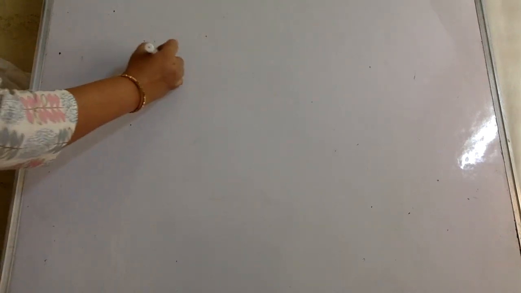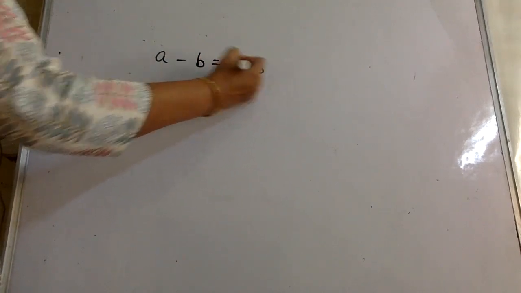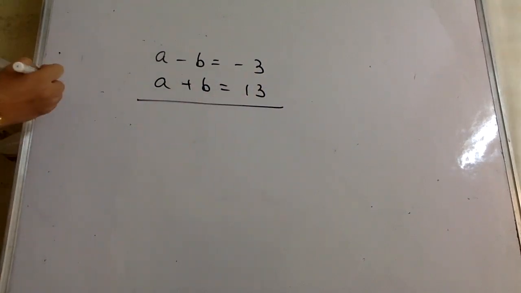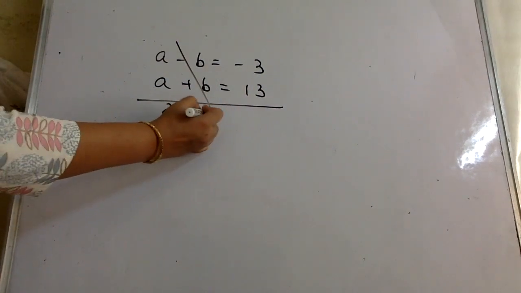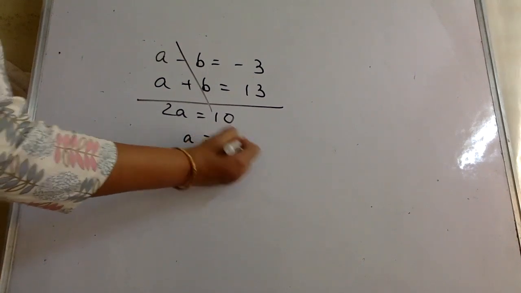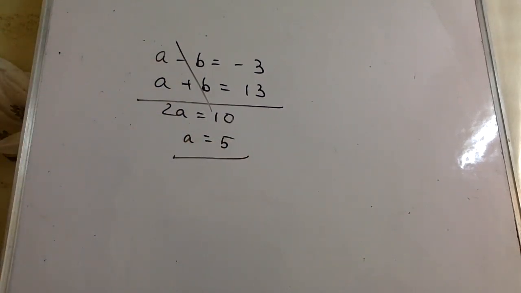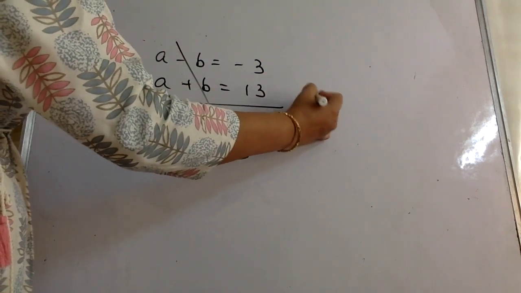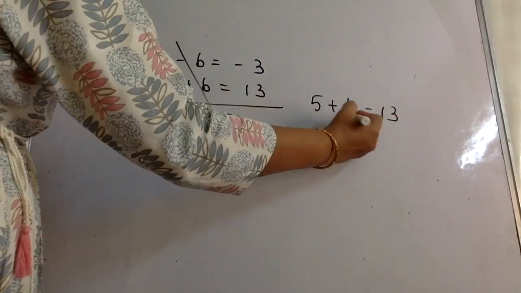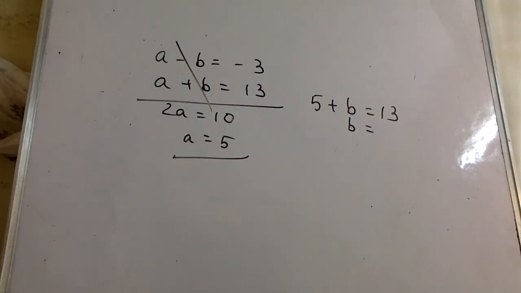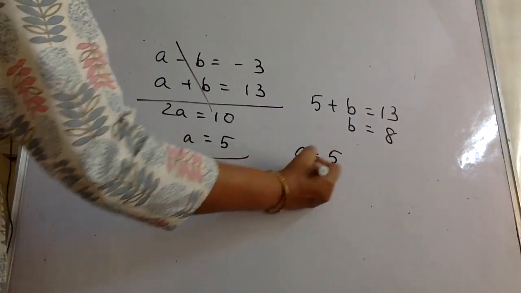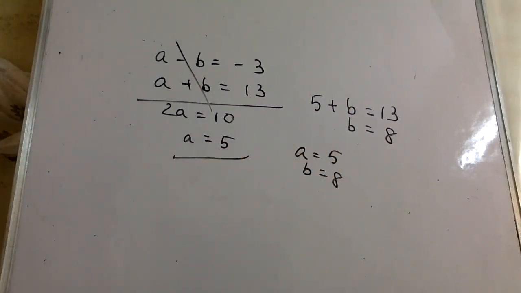So a minus b is equal to a minus 3 and a plus b is equal to 13. Simple addition of two equations, 2a is equal to 10, a is equal to 5. If a is equal to 5, I can substitute it here if I want to. So I'll substitute 5 plus b is equal to 13, b is equal to 8 clearly. So I have got the values of a and b, b is equal to 8. Okay, so these are my two answers.